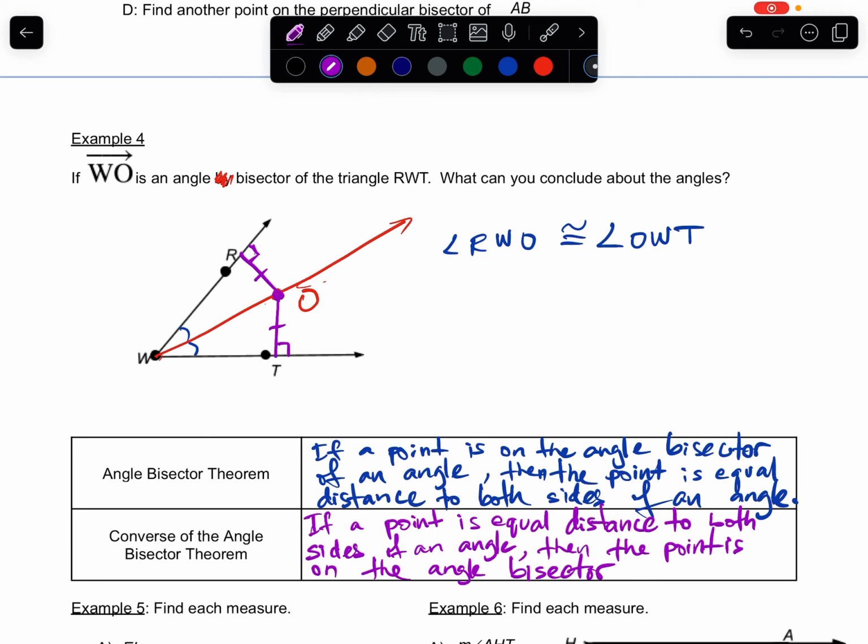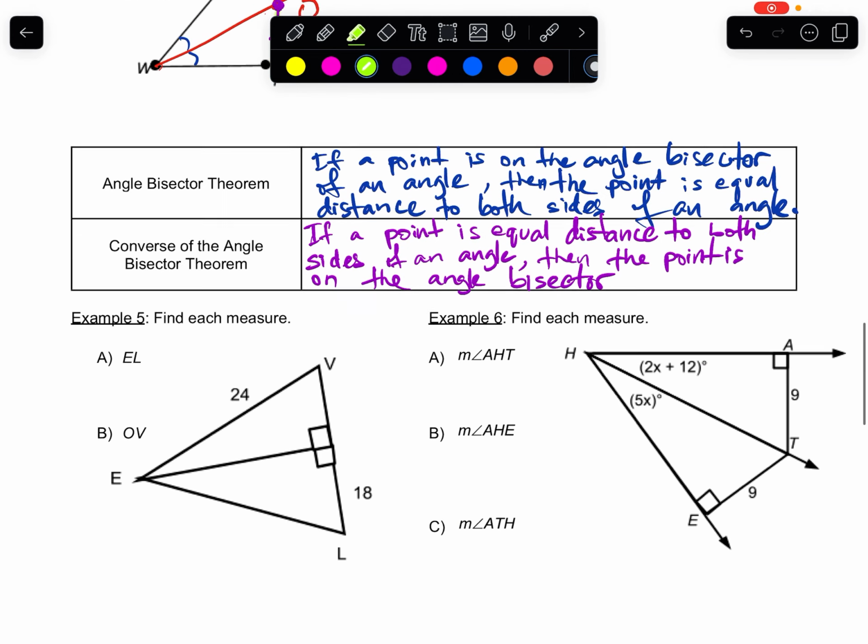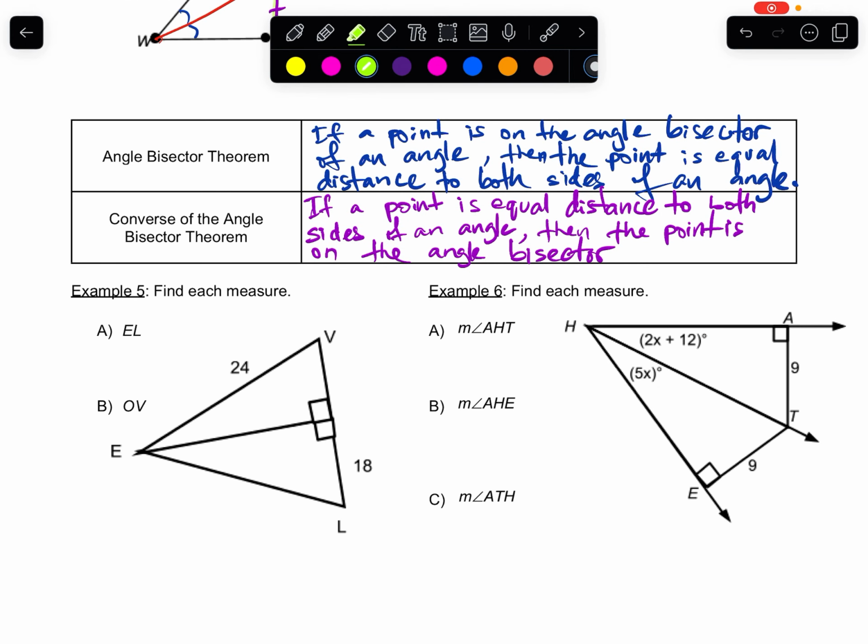So again, all it's saying is that if you have a point, you don't know if it's an angle bisector, but you know that it is equal distance from, again, let me highlight, all you know is that this point right here, point O, is equidistant to the sides of your angle. Then that means the point O must be on your angle bisector. So let's go apply these.